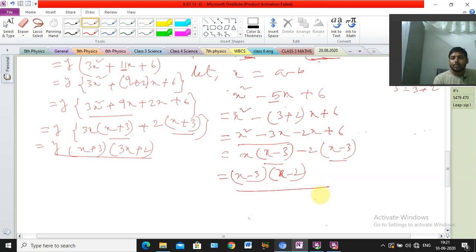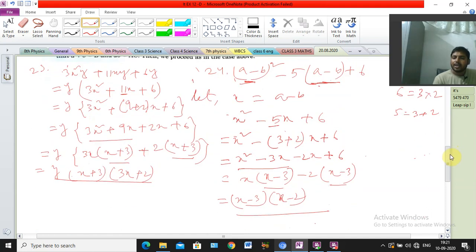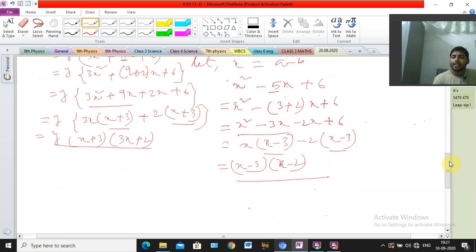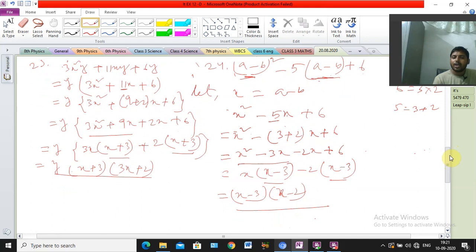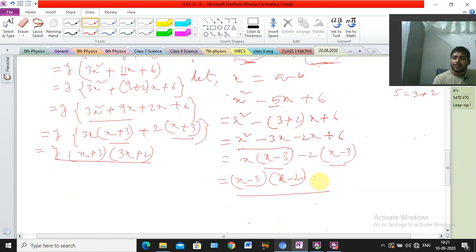But here one problem is there. We are getting the answer, but what is the problem? See, here we are getting x minus 3 and x minus 2, but our question had variables a and b, but we are getting here x only. So that is the problem. So instead of x we have to write a minus b. So that means a minus b minus 3, and another one will be a minus b minus 2. That is the answer.